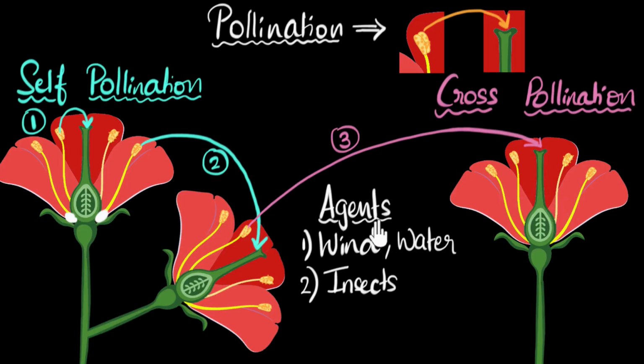And then we saw that agents are basically what cause pollination. The examples of that would be wind and water, and certain insects also help in pollination.